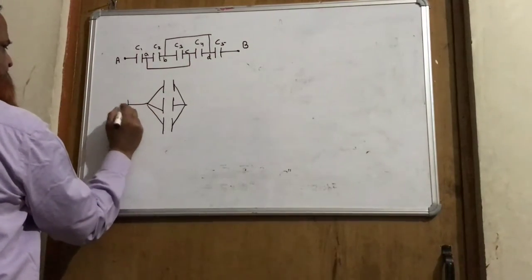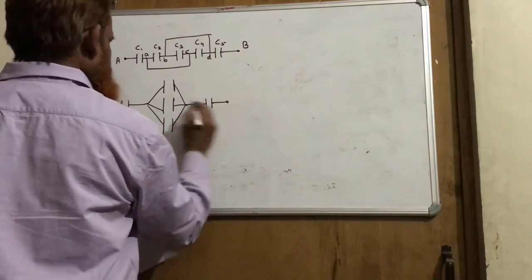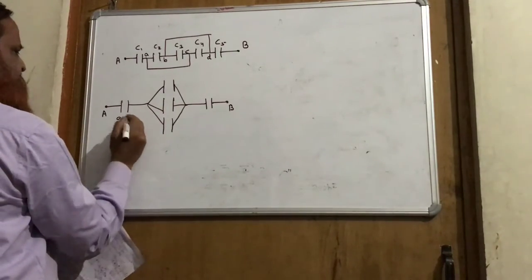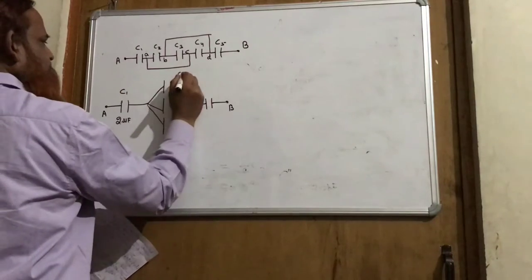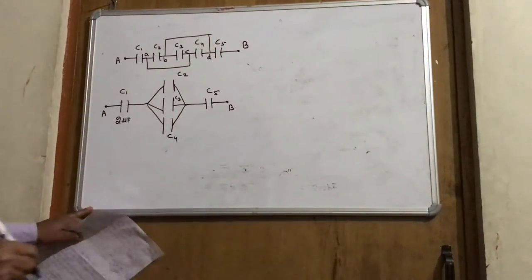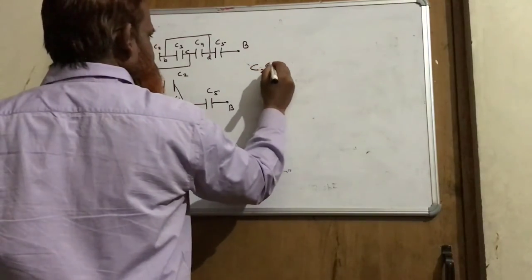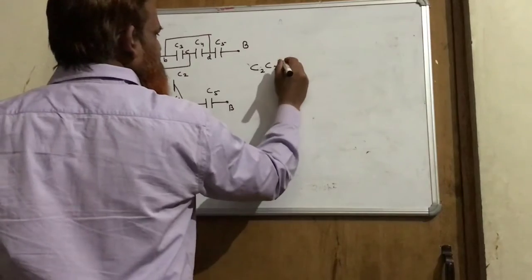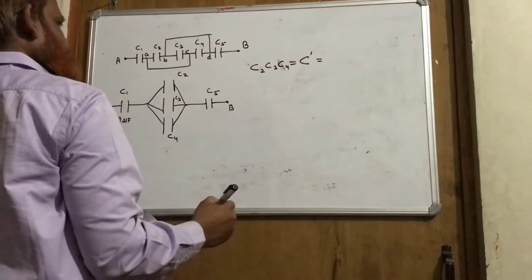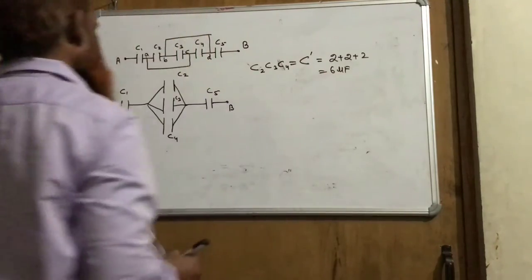And C1 here and C2. It is A, it is B. C1 is 2 microfarad, C2, C3, C4 and C5. So C2, C3 and C4 are in parallel. Let their equivalent be C dash. It is equal to 2 plus 2 plus 2, which is 6 microfarad.